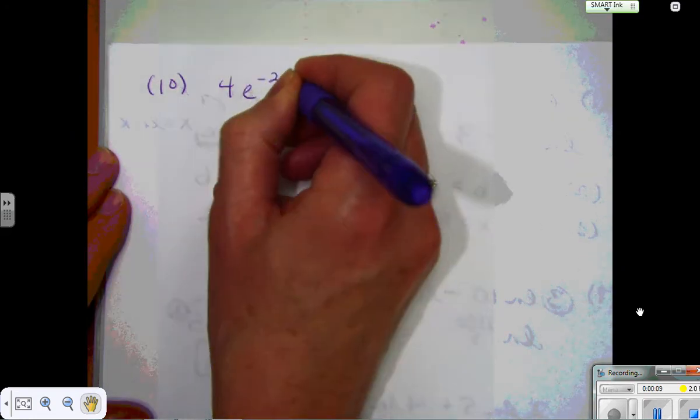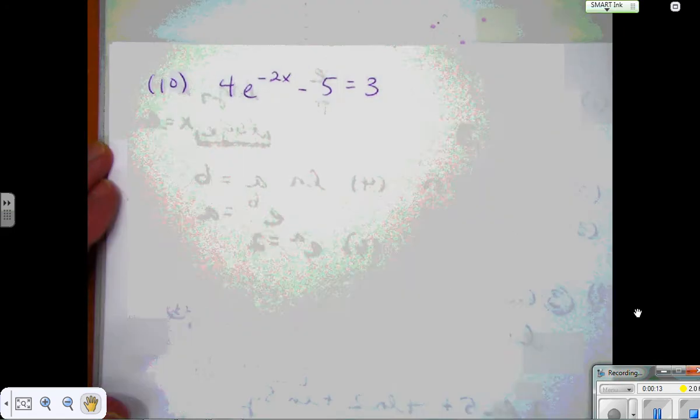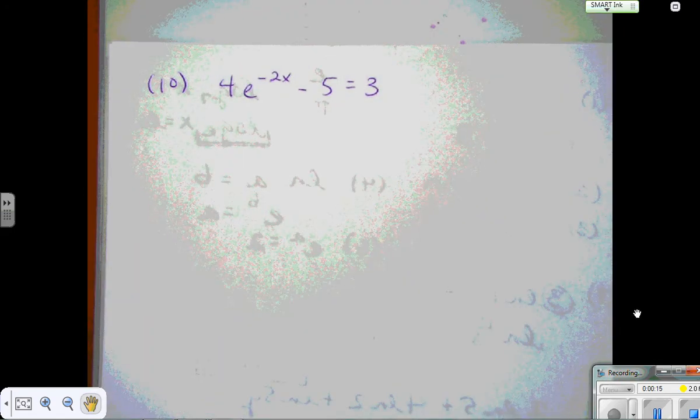Okay, let's look at number 10. We're going to solve for x. Four times e to the negative 2x minus 5 equals 3.